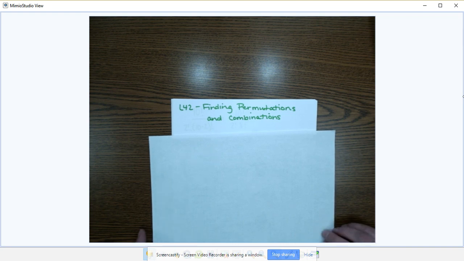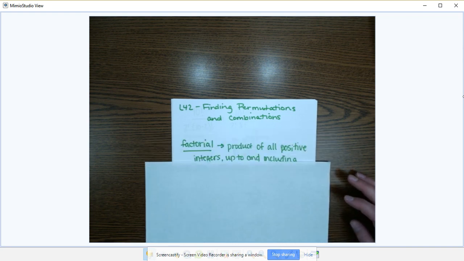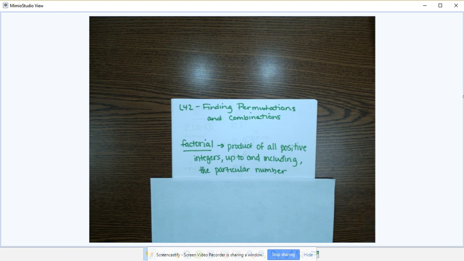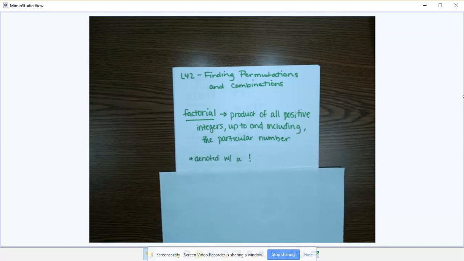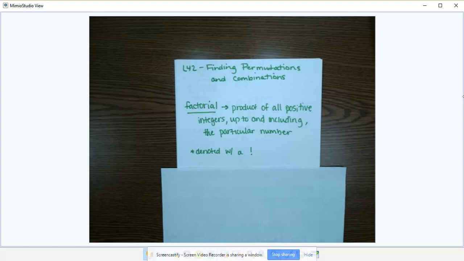Today we're going to find permutations and combinations. The first thing we need to define before we can look at those is a factorial. A factorial is the product of all positive integers up to and including a particular number. And to represent factorial, we use an exclamation point. So it looks like this.